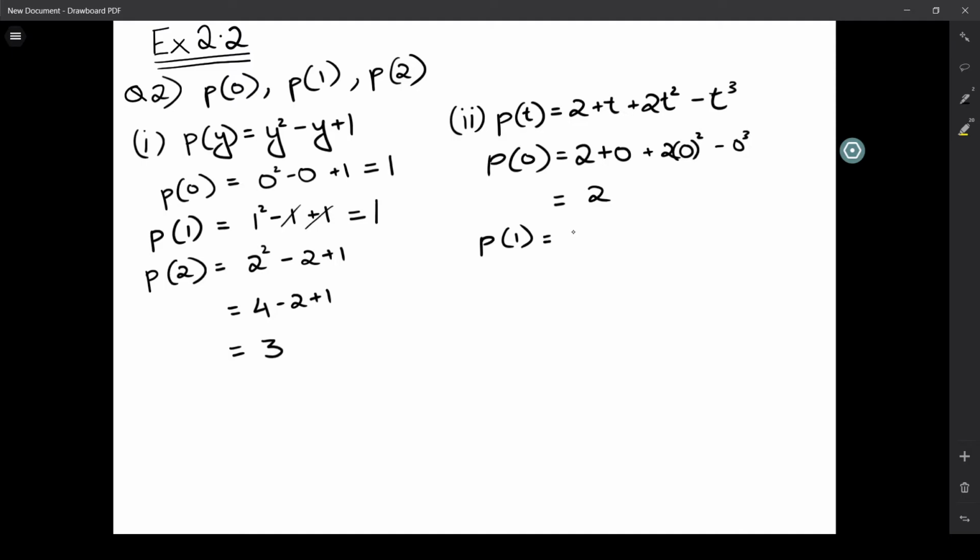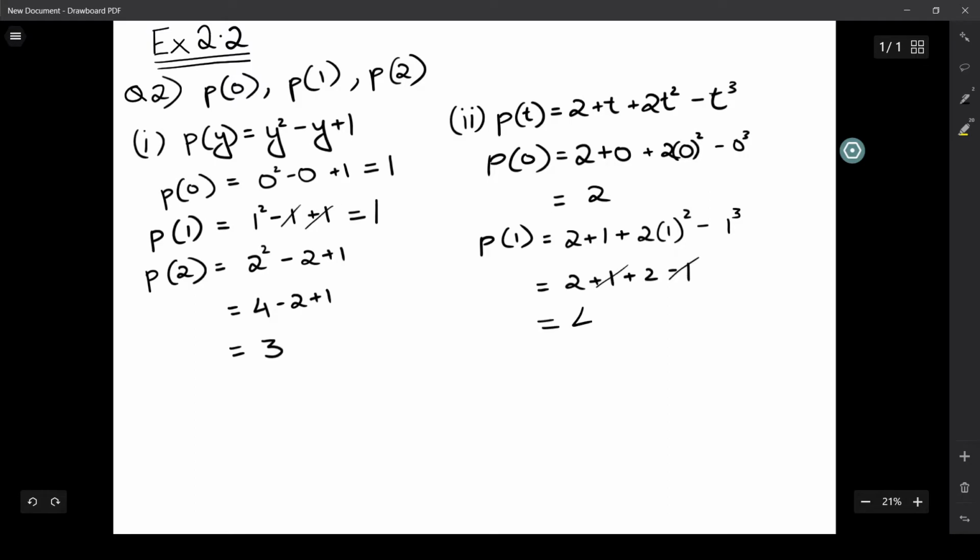P of 1 in this polynomial will be replacing t with 1, and hence we will get 2 plus 1 plus 2 into 1 square minus 1 cube. This gives us 2 plus 1 plus 2 minus 1, which gives us the number 4.